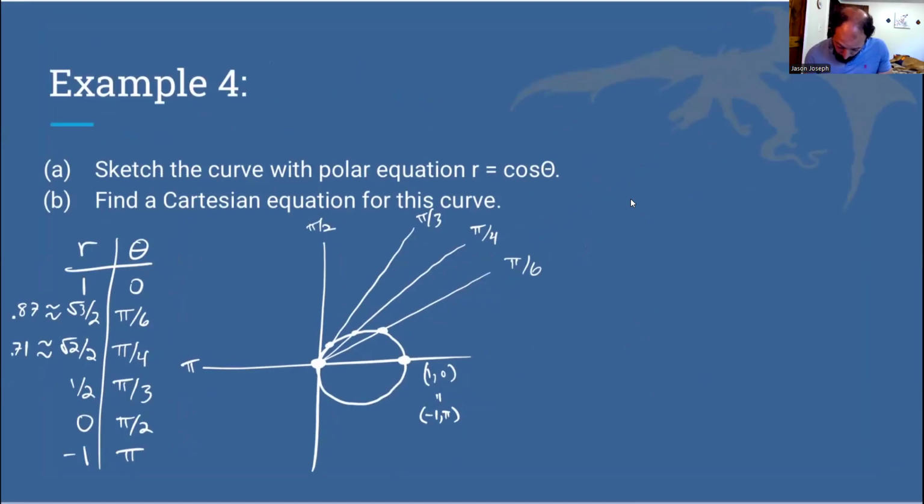Because r is equal to the square root of x squared plus y squared, and this equals cosine of theta.